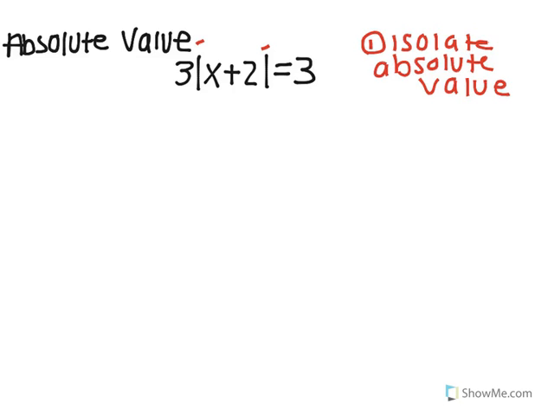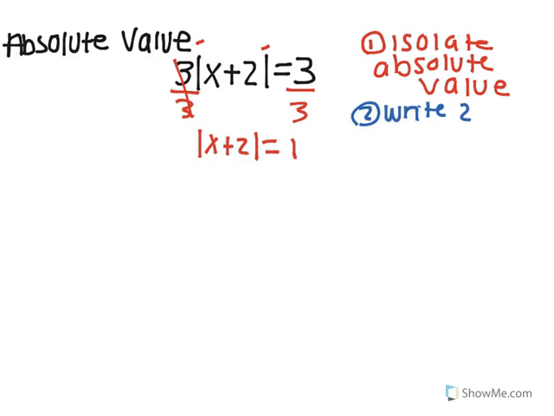And so it's 3 times the absolute value, so I'm going to divide by 3 to both sides. So I'll cancel out that 3, and I will be left with x plus 2, and the absolute value is equal to 1. Now, my next step, step 2, is to write two equations. And EQTN is an abbreviation for equation. Write two equations.